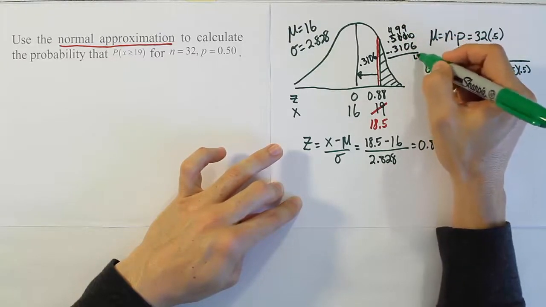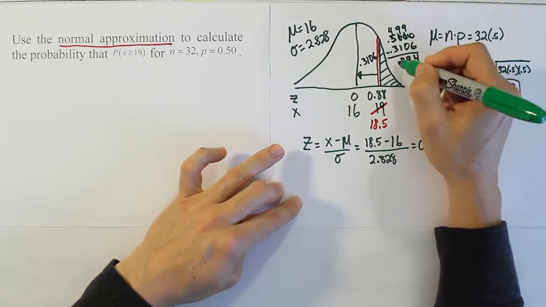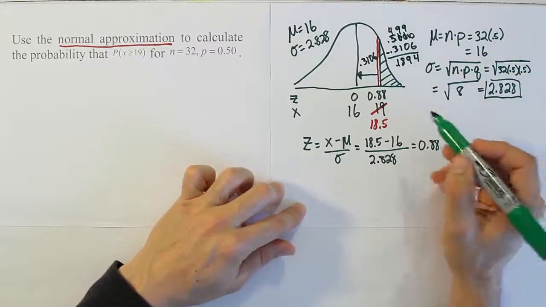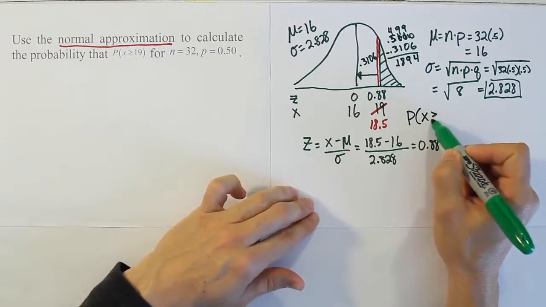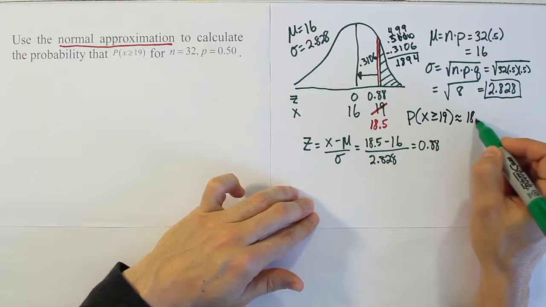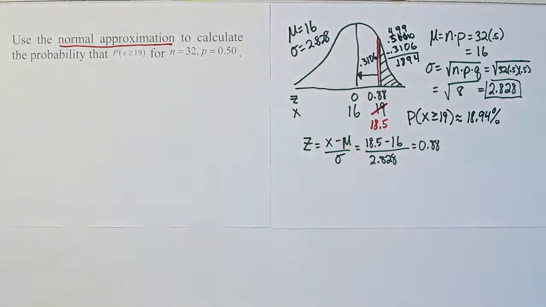10 take away 6 is 4, 9 take away 0 is 9, 9 take away 1 is 8, and 4 take away 3 is 1. So we get the answer 18.94%. So if I write this statement out, the probability that x is greater than or equal to 19 is approximately equal to 18.94%. All right, very good. So that's the answer using the normal approximation.